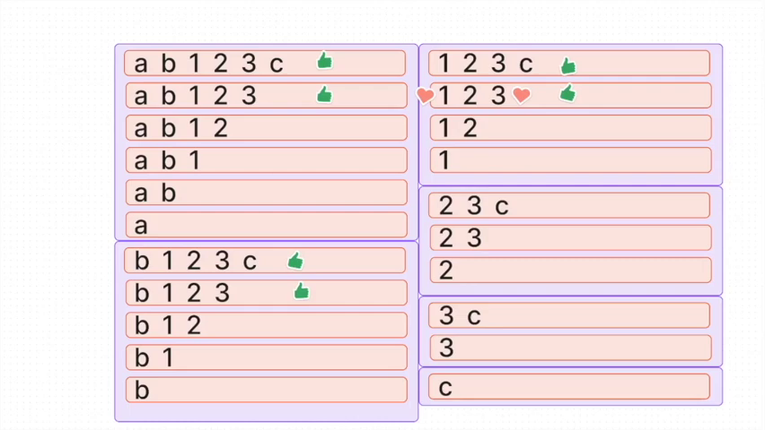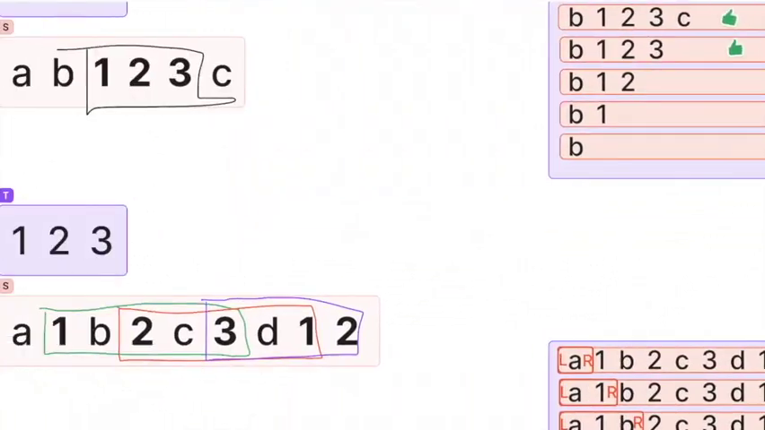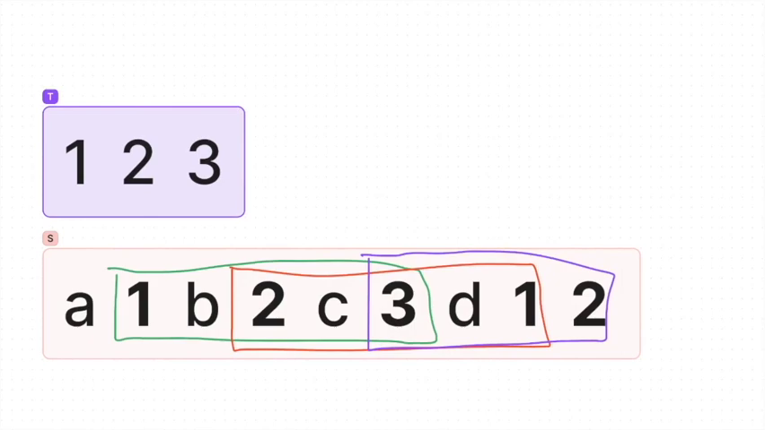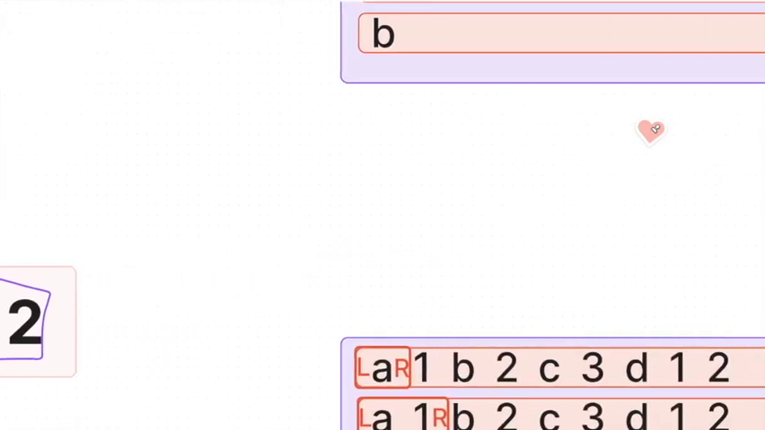What it'll involve is we'll keep track of a window using a left and a right pointer, a left pointer pointing to the beginning of the window and a right pointer pointing to the end of the window. We'll go through an example to work it all out. So let's say S is A1, B2, C3, D1, 2, and T is 1, 2, 3. Then let's create a window on it.